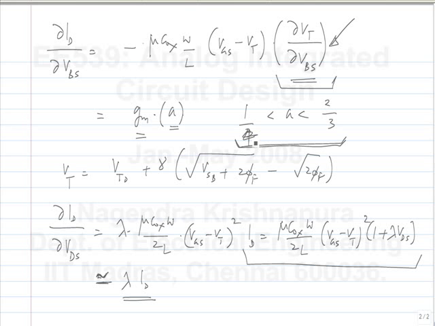This is negative, and this dVT by dVBS is also negative. When you increase the bulk source voltage, the threshold voltage reduces. So that gives you a positive constant A. If you look at this expression, as VSB increases, VT increases. So that means as VBS increases, VT decreases. Any questions on any of these things?